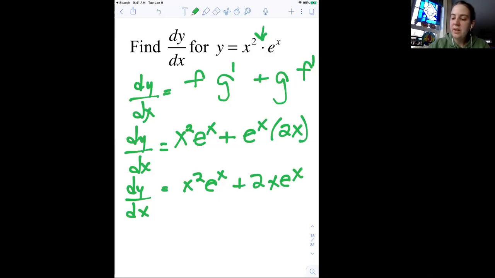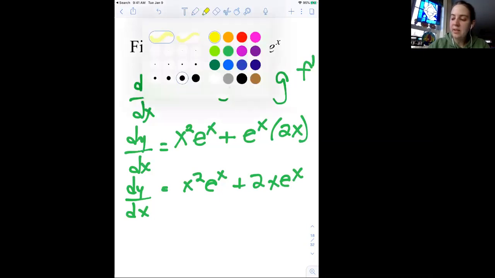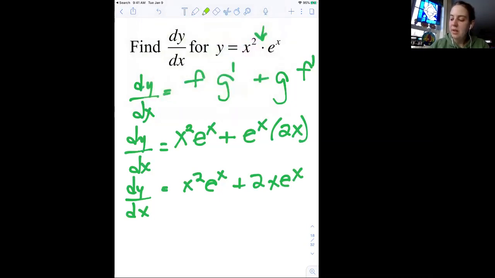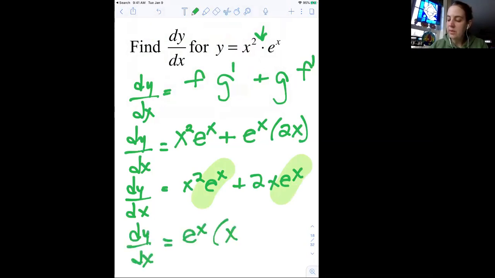You can also look and see what's exactly the same with these. Well, what is exactly the same? They both have an e to the x. So what we can do is factor that to the front. dy dx equals e to the x, x squared plus 2x.